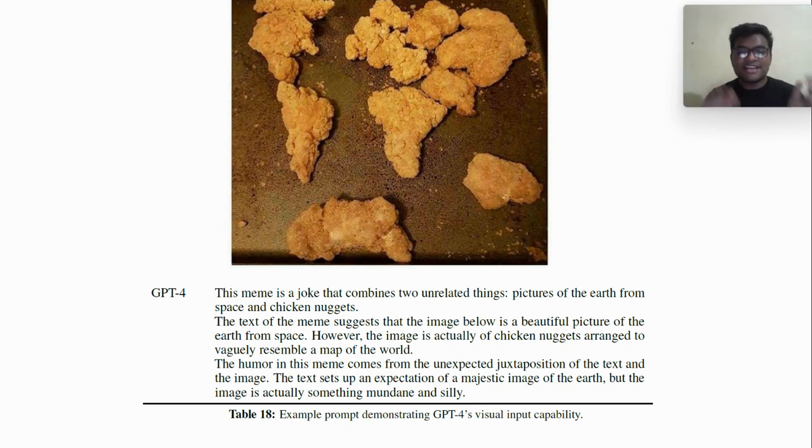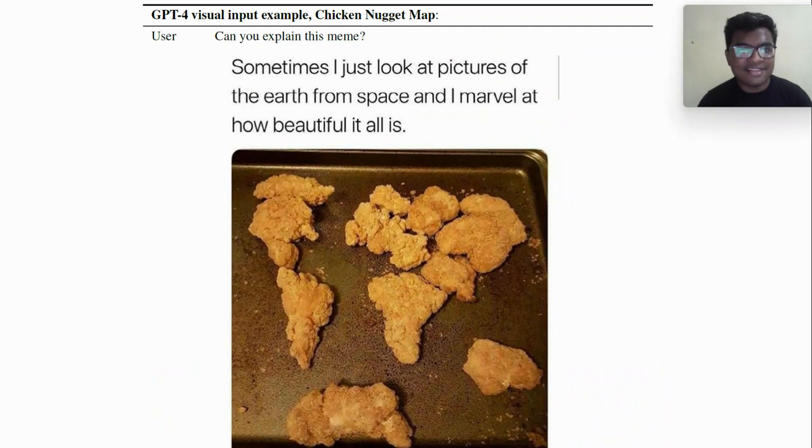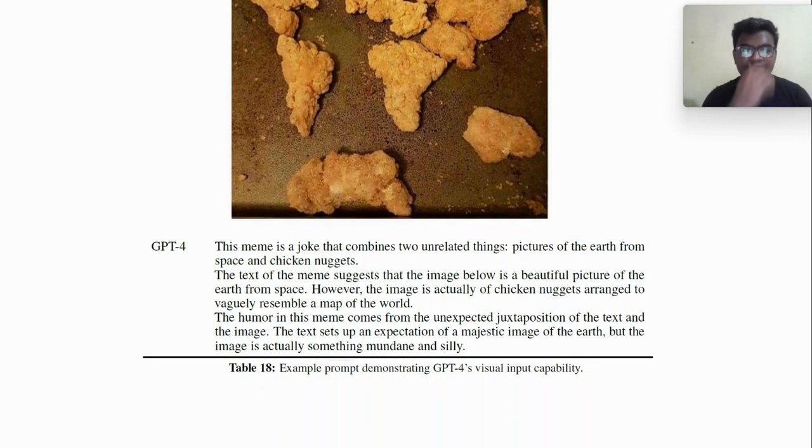The text of the meme suggests that the image... So I can see a text. Yes, sometimes I just look at the pictures of Earth and marvel at how beautiful it all is. So the text of the meme suggests that the image below is a beautiful picture of the Earth from space. However, the image is actually of chicken nuggets arranged to vaguely resemble a map of the world.